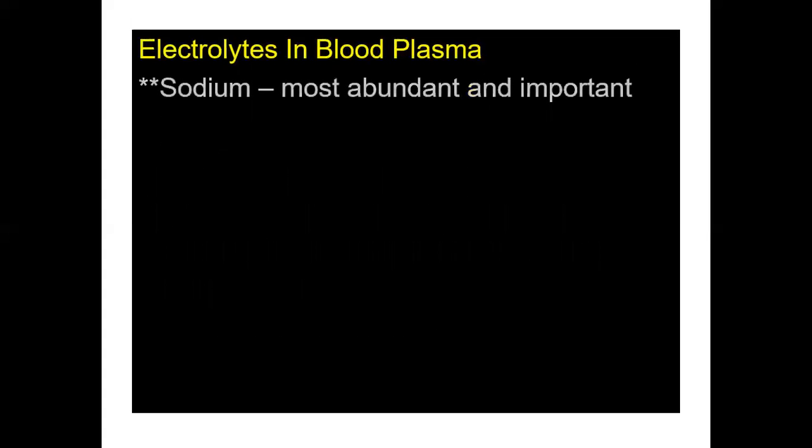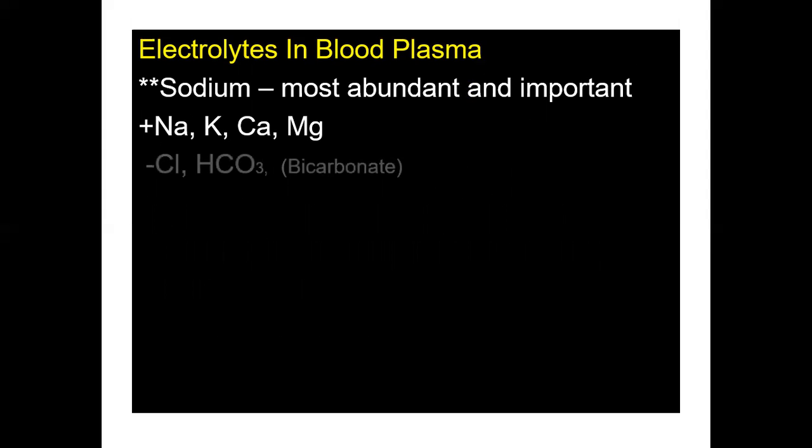Right, in blood plasma, the most abundant and important is sodium. Okay, so you also have potassium, calcium, magnesium, but sodium's very abundant. Okay, you want to keep a good balance, especially between sodium and potassium. Here's some other ones. These are negative. Chlorine and bicarbonate are both negative, whereas sodium, potassium, calcium, and magnesium, these are all positive. Okay, so you have to have a good balance between positive and negative electrolytes in your blood plasma.